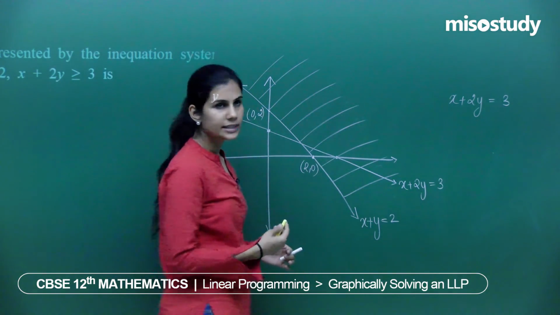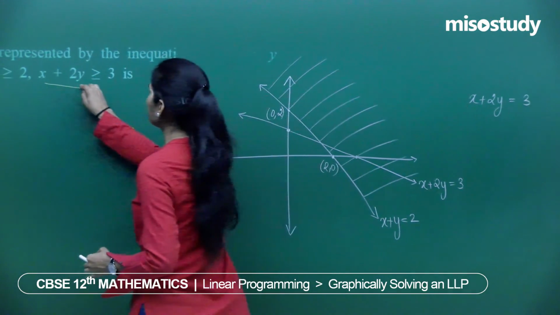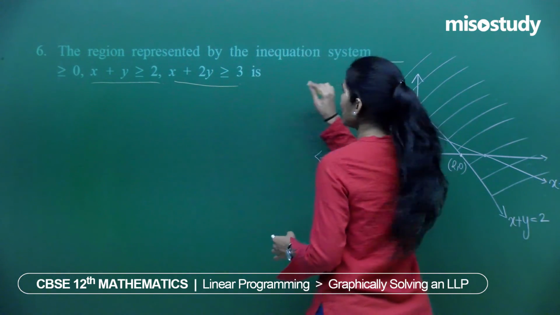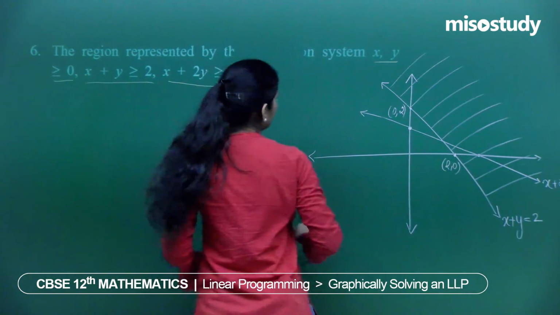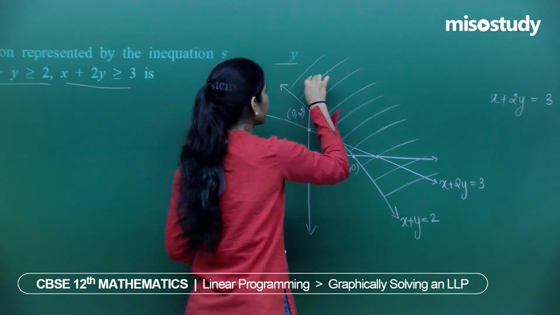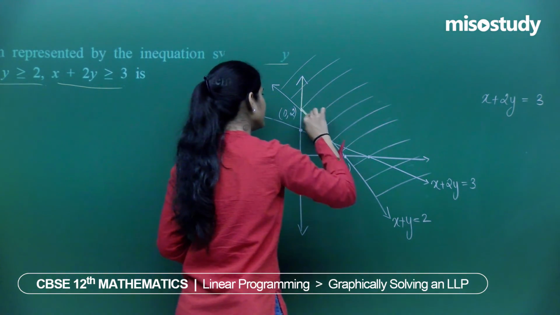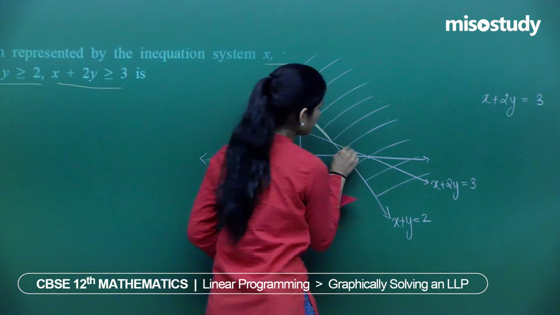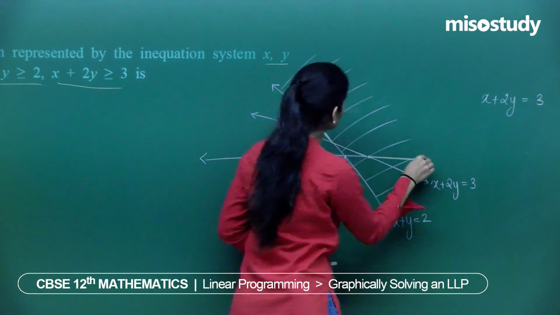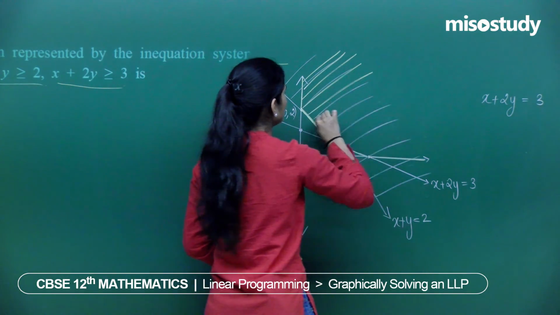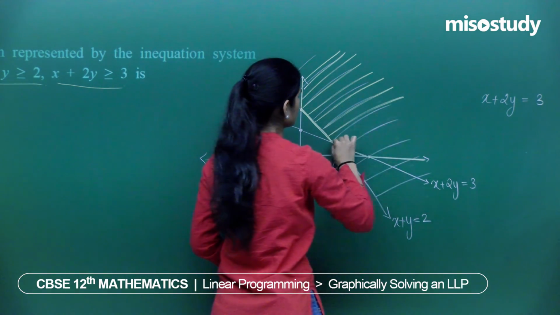And therefore when I talk about the intersection of the region represented by this inequation and the first quadrant given by x and y non-negative, I actually get what region? The intersection comes out to be this region. This is what the intersection comes out to be.